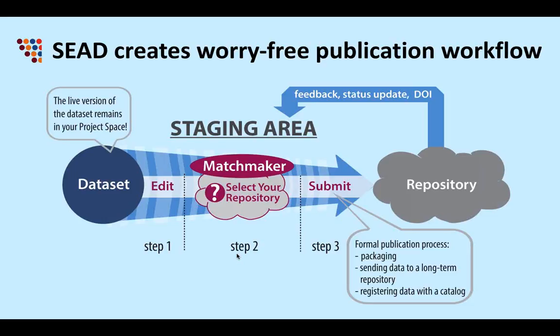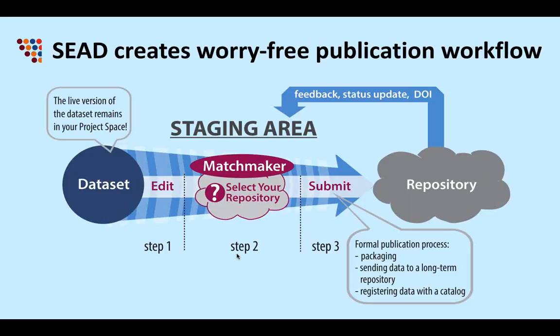So if you don't know which repository may take your data, no worries. In the staging area, Seed provides a repository matchmaker service to help identify an appropriate repository for your data. So how does Matchmaker work? The Matchmaker performs an automated data and metadata review against repository requirements to find the most appropriate repository for publishing your data set. In the staging area, you will also receive instant feedback on why your data set would or would not meet the requirements of a given repository.